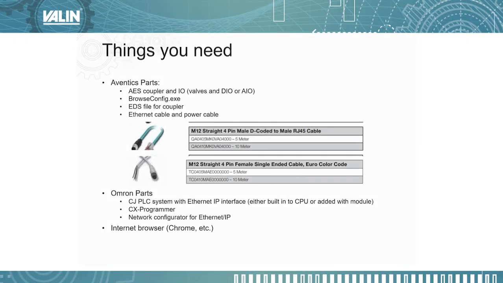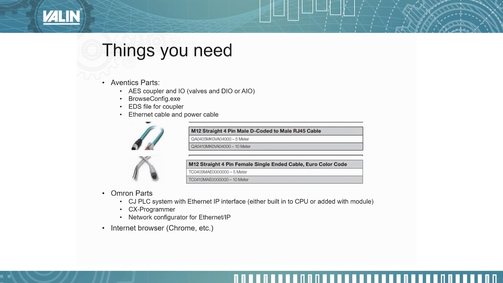Before you start doing the work, we need to make sure you have everything you need. There are some parts from Aventics and parts from Omron. So from Aventics, we need the coupler, of course, and the I/O, so your valves and your digital I/O or analog I/O. You need this browseconfig.exe program, which comes from Aventics, and that is used to set your Ethernet address on the AES coupler. It's very difficult to do without that.